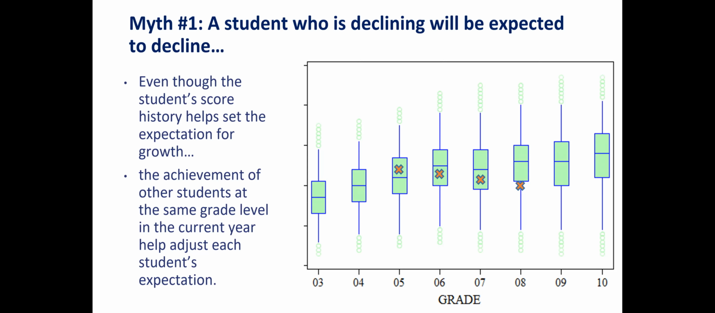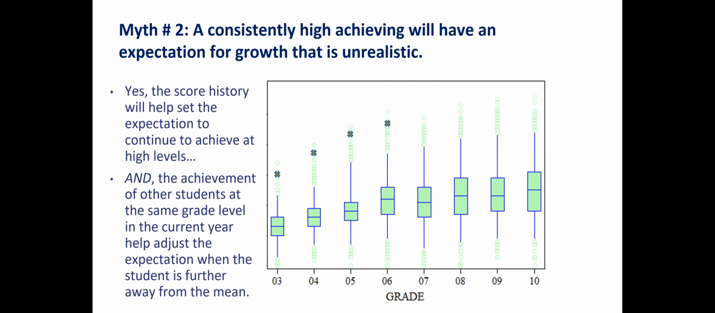So this student, if you look at these big X's, the student has a declining trajectory. And the concern we heard was, does that mean that the expected score in 9th grade is going to be even lower? No, it doesn't. Because what happens is we expect that student to actually improve a little, because we're accounting for where the distribution of all students is, and it's adjusting slightly upward.